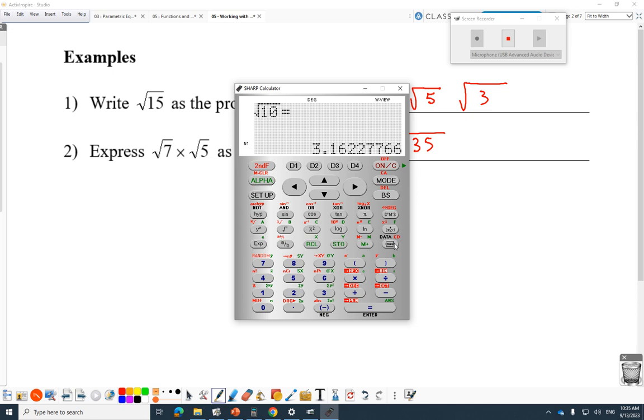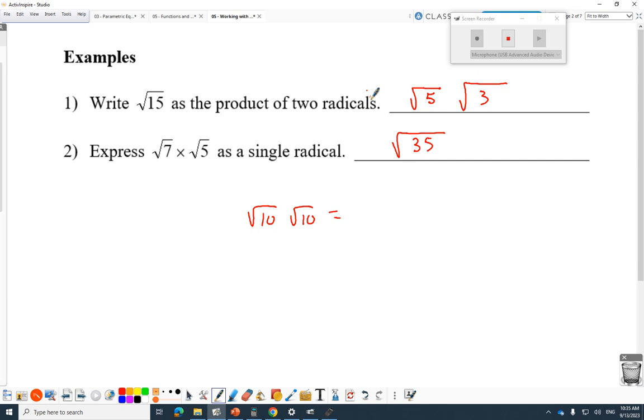Okay, root 10. See, root 10's a mess. No one wants root 10 in their life. Root 10 shows up at the party, you're like, I'm going home. I don't want any part of root 10. But root 10 times root 10, using this new property I've given you, is root 100. And root 100, hey, root 100 can come to the party. We like root 100. What's the square root of 100? 10.